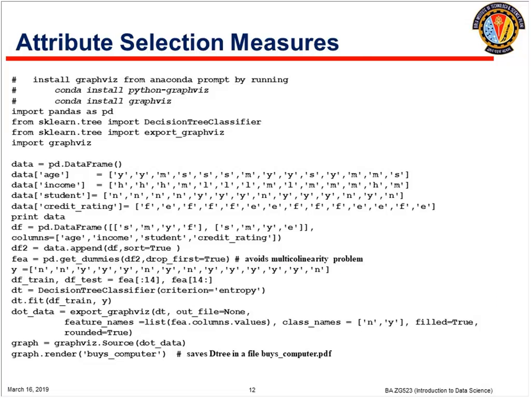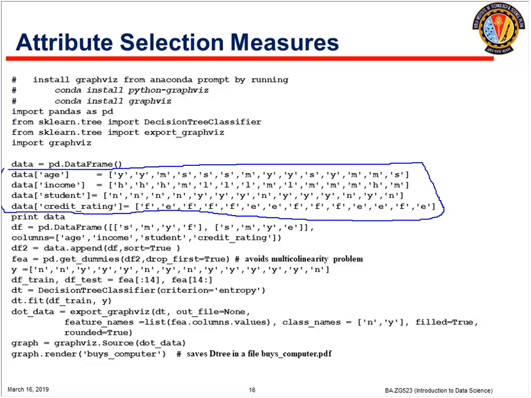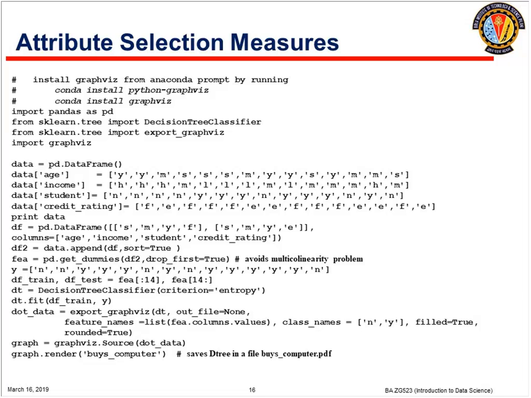So these are the 4 attributes that I'm putting in a data frame. You already know how to create a data frame. You can also read from a file, but right now I haven't done that. I'm directly creating the data frame in the program itself.